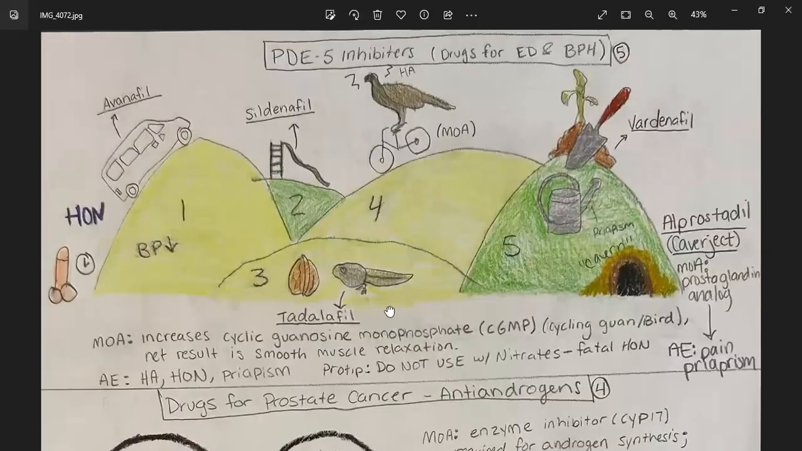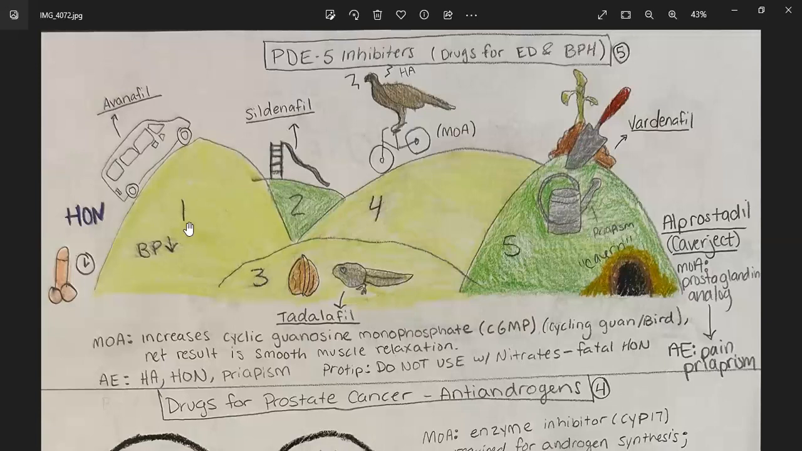So another drug for prostate disorders is tadalafil, which is also Cialis, and it's used not only for an enlarged prostate, but also erectile dysfunction. So it's in this big picture that are drugs for erectile dysfunction, which I will cover in a little bit. But right now, I'm just going to talk about tadalafil. So this is a PDE5 inhibitor. It's going to increase cyclic guanosine monophosphate, which is abbreviated as cGMP. And the net result is smooth muscle relaxation.